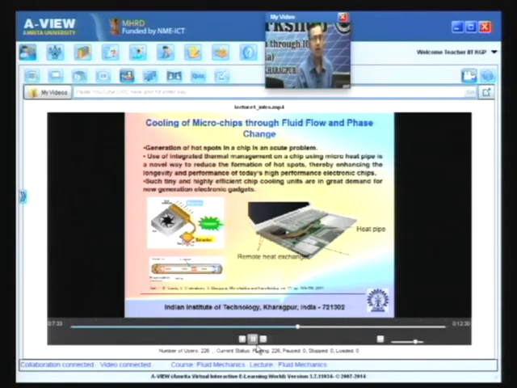So, I will go through the first example. The first example is cooling of microchips through fluid flow and phase change. So, the motivation of this application is like this: as we are going into the modern era of electronics, and we have already entered into the modern era of electronics quite a few years back, we are targeting smaller and smaller sized gadgets. So, the device size is small, but the power rating has not reduced. So, that means the energy dissipation per unit volume has increased drastically. So, because of this energy dissipation, many of the devices get overheated.